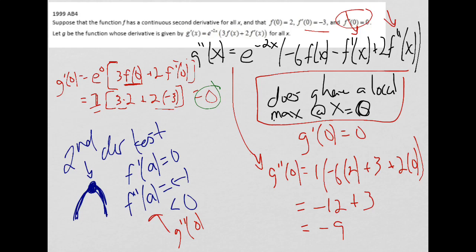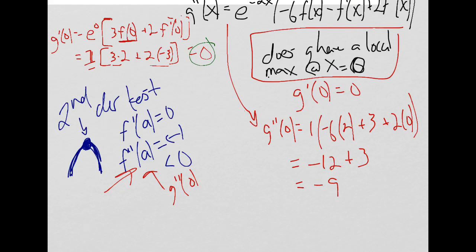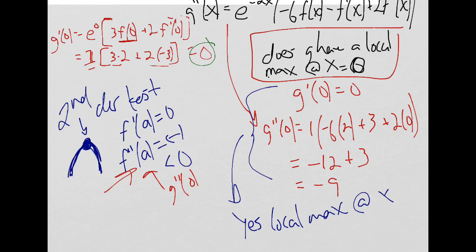So that fits this right here, which is what I was looking for. So the answer to does it have a local min, I say yes. After having shown this work, I can say yes, local max, not min, at x equal to 0 by second derivative test. And then we're done.